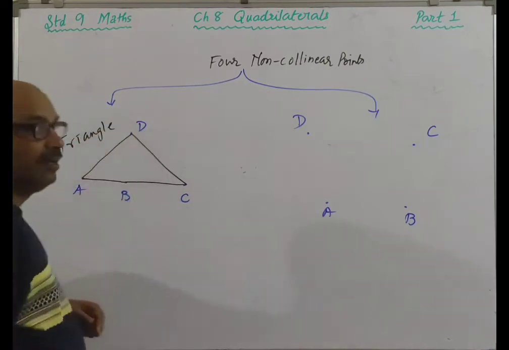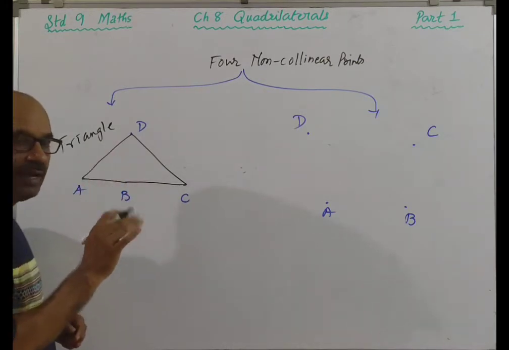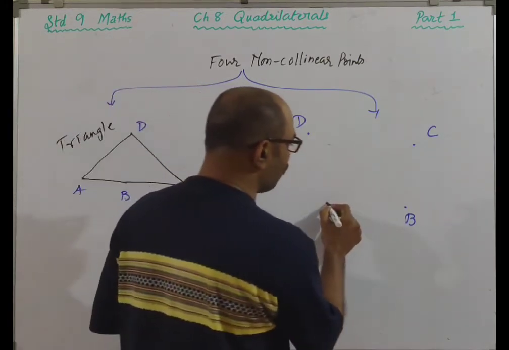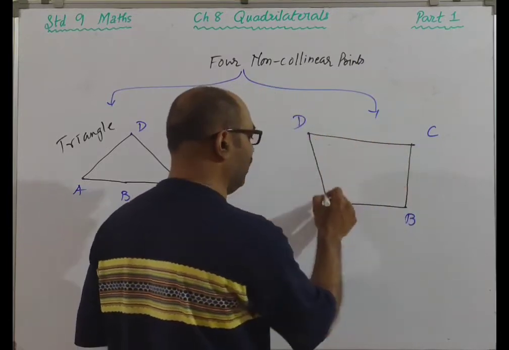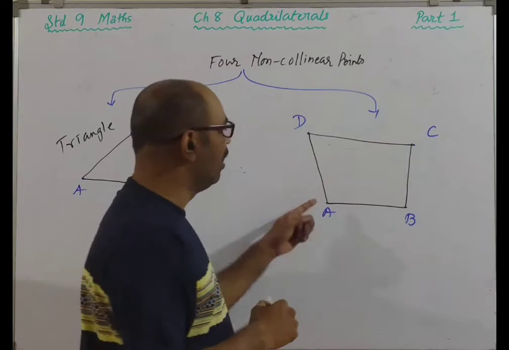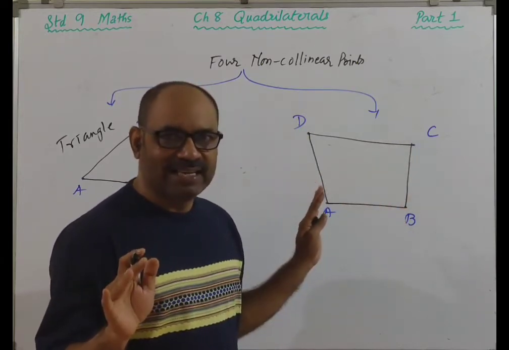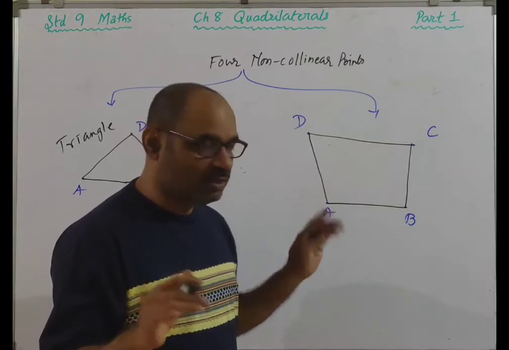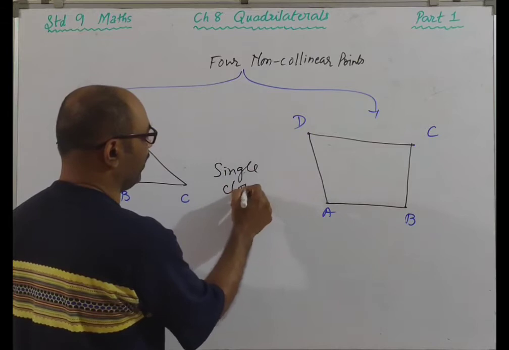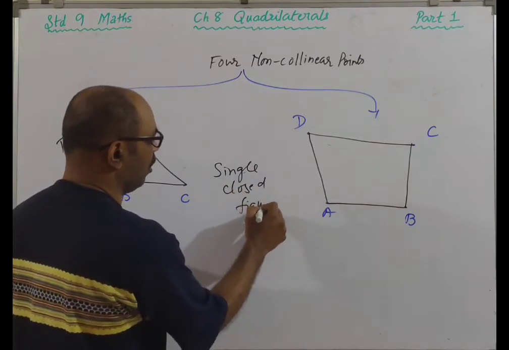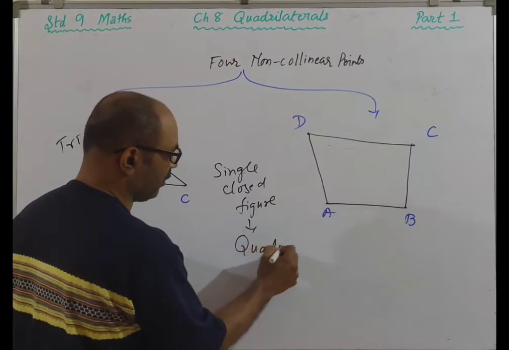But if you join B with D, then you don't get a single closed figure. Here, I'll join A with B, B with C, C with D, and D with A. So you got a single closed figure. But if you join A with C and B with D, then you will not get a single closed figure. What we want is a single closed figure. The single closed figure is called a quadrilateral.